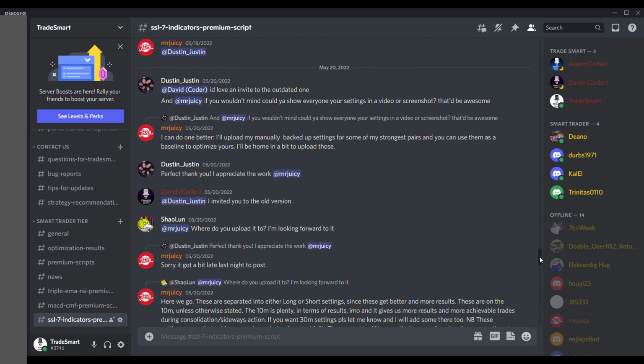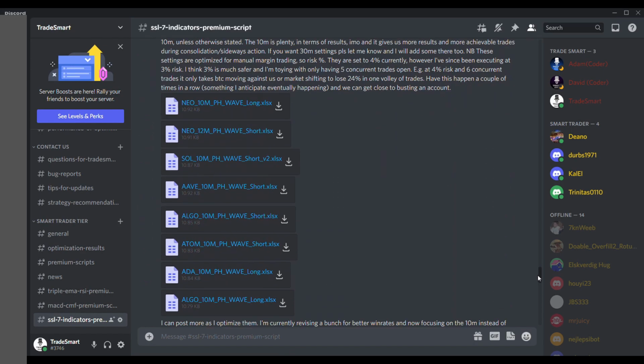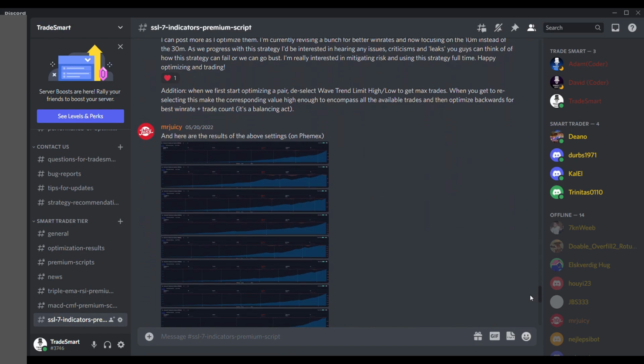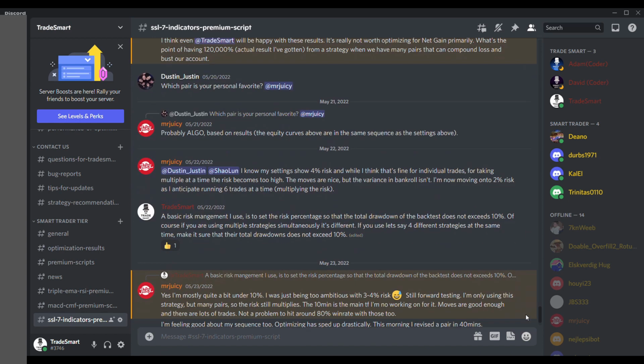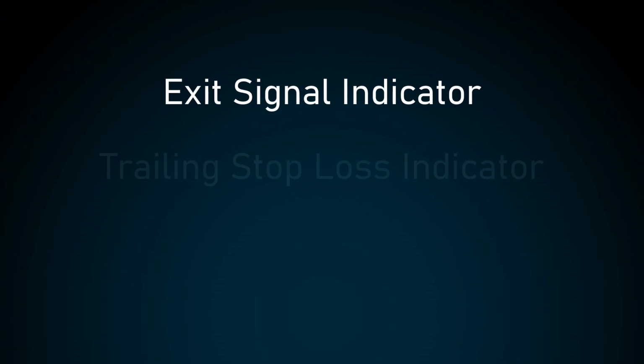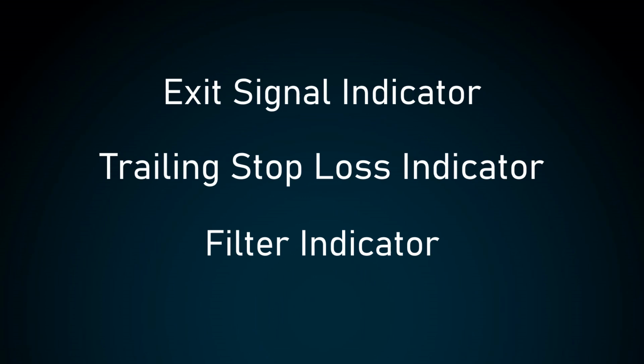In this Discord server, you can chat with me, the other TradeSmart team members, or with the other Smart Trader tier members. To continue this series, I also plan to do an exit signal indicator, trailing stop loss indicator, and filter indicator comparison videos. So, if you have any suggestions, let me know down in the comment section.